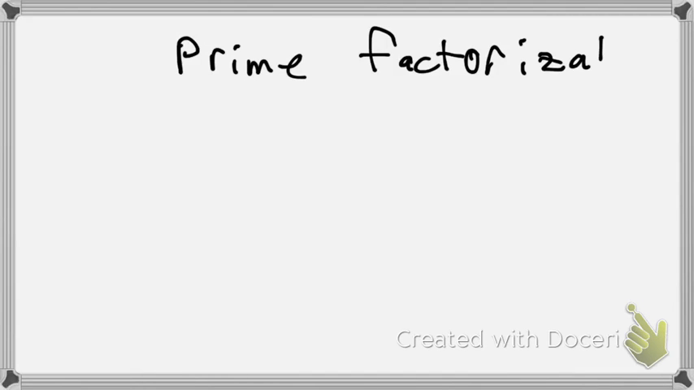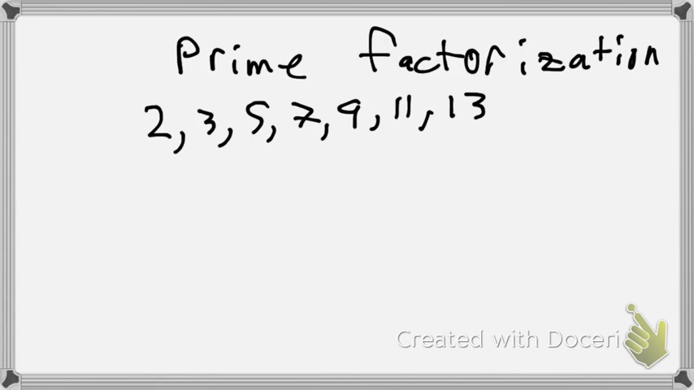So what we want to do when we're dealing with prime factorization is, hold on just a second, we need to know what prime numbers are. Prime numbers are numbers which are divisible only by one and themselves. So when we're talking about prime factorization, what we're talking about is breaking down any non-prime number into its prime components. Okay?